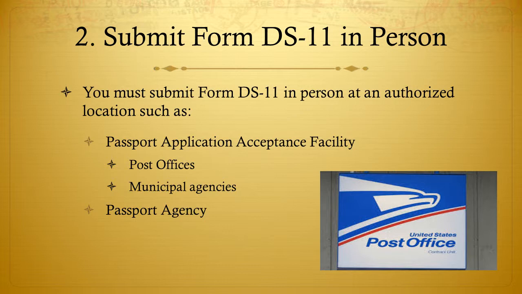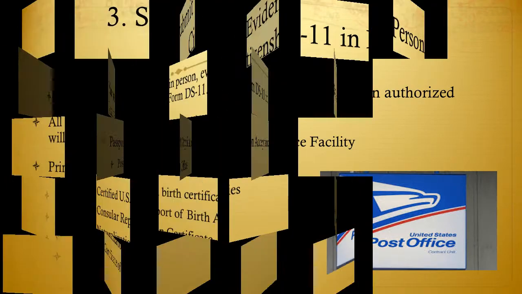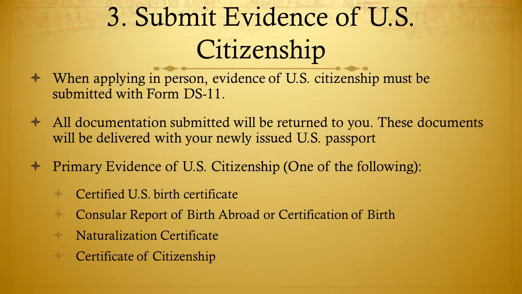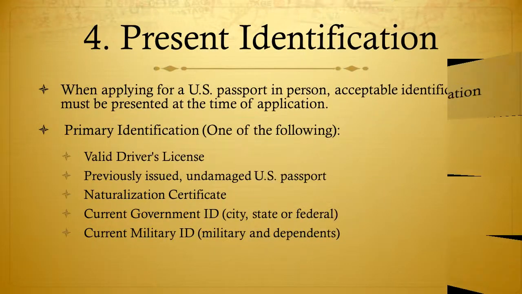The second step is to submit the form in person. You must submit the form at an authorized location such as a passport application acceptance facility, post office, or municipal agency. The third step in the application process is to submit evidence of U.S. citizenship. Primary evidence of U.S. citizenship is a certified U.S. birth certificate, naturalization certificate, or a certificate of citizenship.